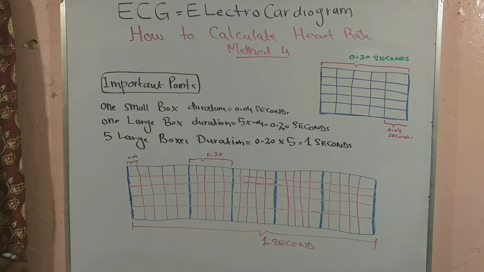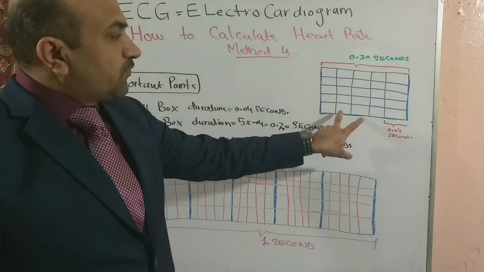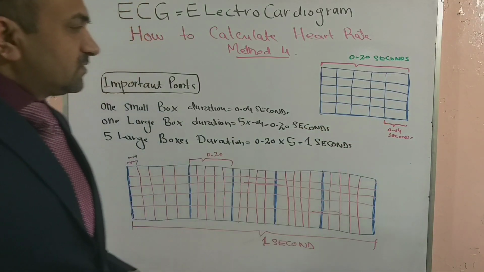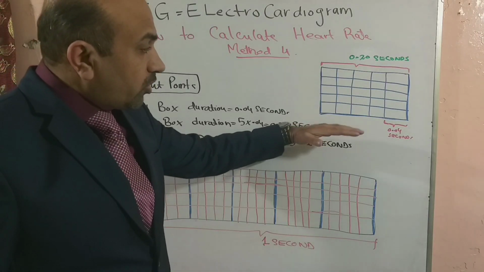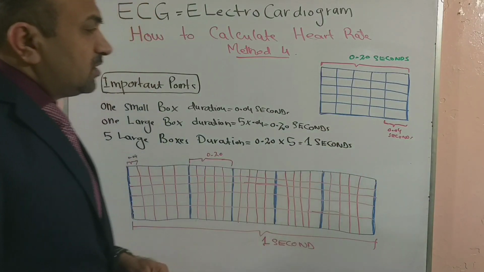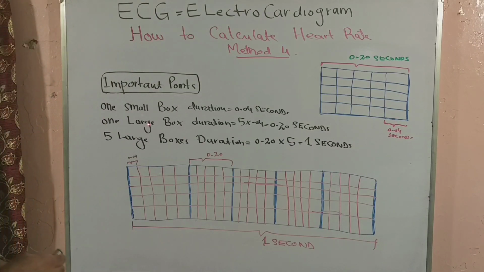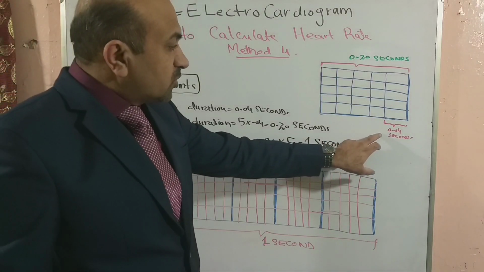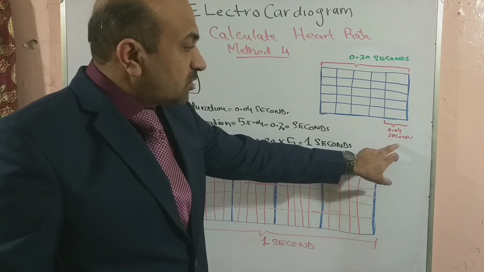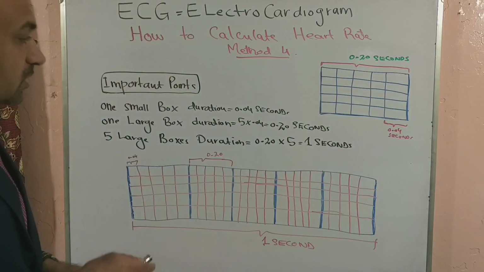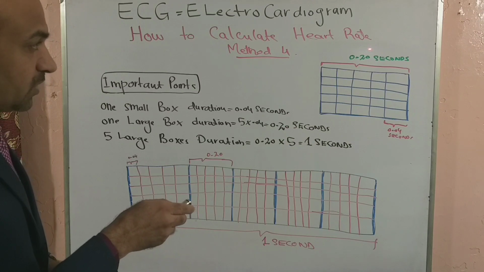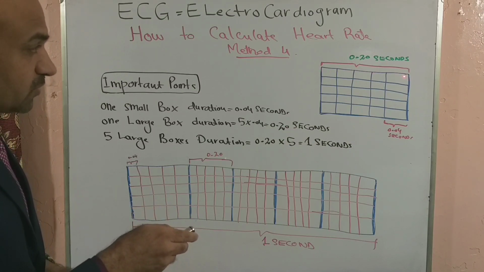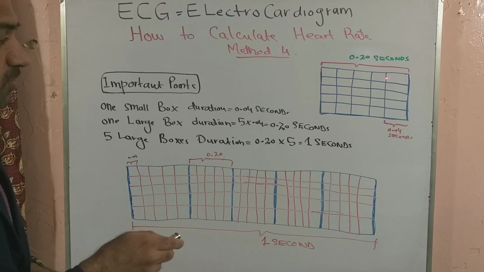Now look at this. This is one large box. It comprises 5 small boxes. On the x-axis, or horizontal plane, there is duration. The duration of one small box is 0.04 seconds. Because one large box comprises 5 small boxes, the duration of one large box will be 0.04, the duration of one small box, times 5, so it will be 0.20 second. So the duration of one large box is 0.20 second and the duration of one small box is 0.04 second.